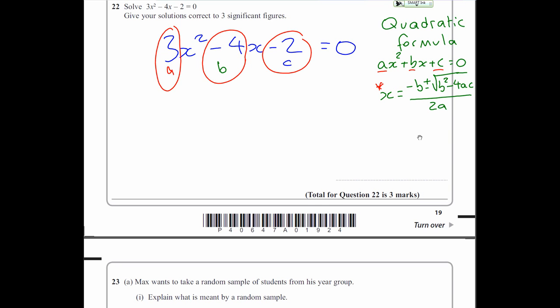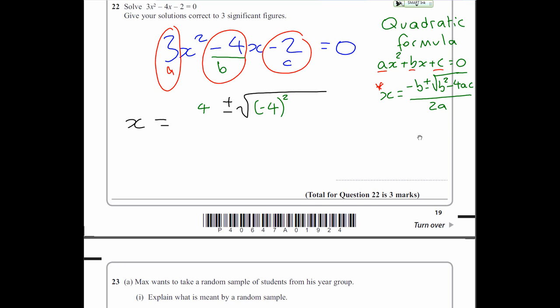So, x equals minus b. So it's going to be minus minus 4. 2 minuses make a plus. Okay, so you don't need that. That's the first bit of the formula. Plus or minus the square root of b squared. If you're doing this on your calculator, you need brackets around the b because it's a minus. If you don't put those brackets in, you're going to get it wrong.